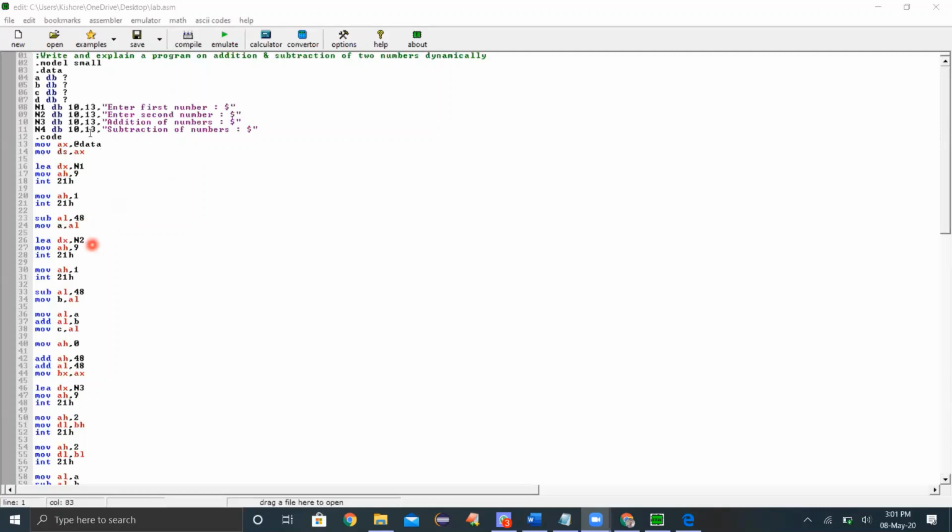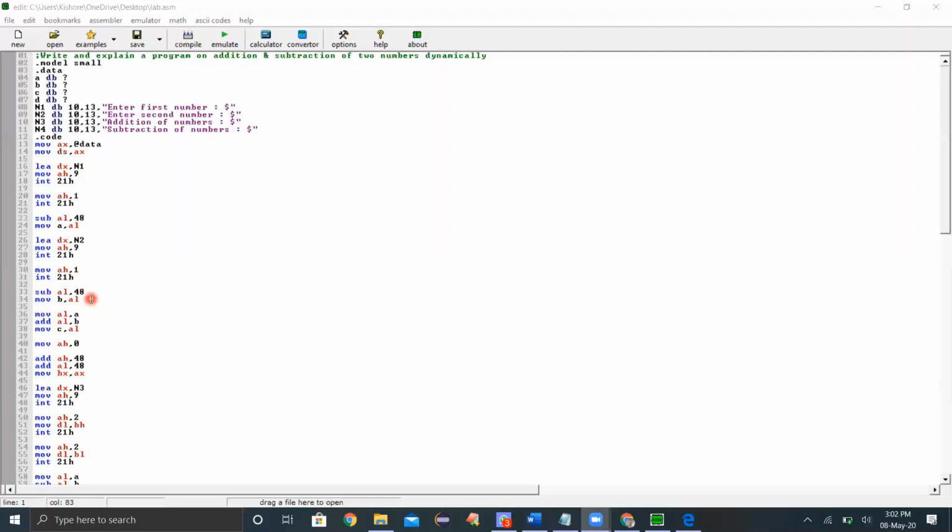Next, the enter second number message has to be printed. So we use LEA DX, N2, which means the same: the address of N2 is stored in DX. To print enter second number, we use these three lines. And again, we need to give a number to the system, so we use MOV AH, 01H. This gives the value to B. It is stored in the B value.